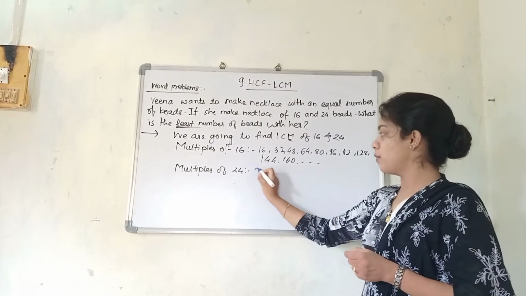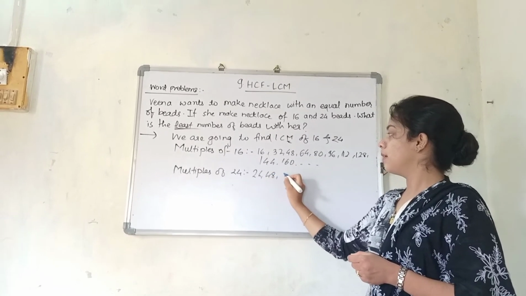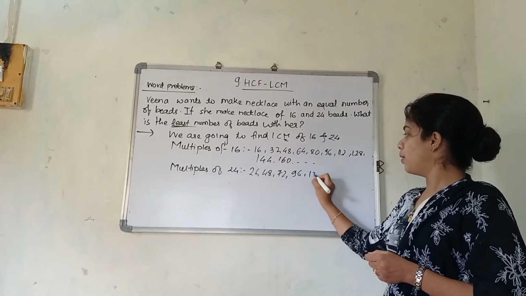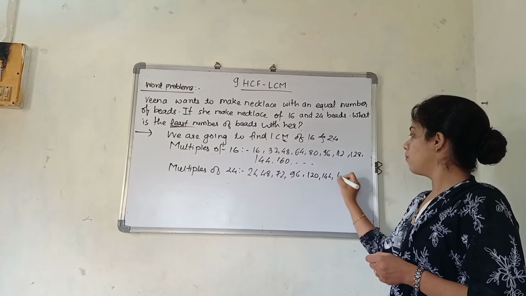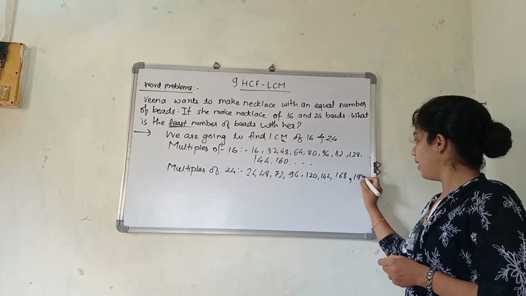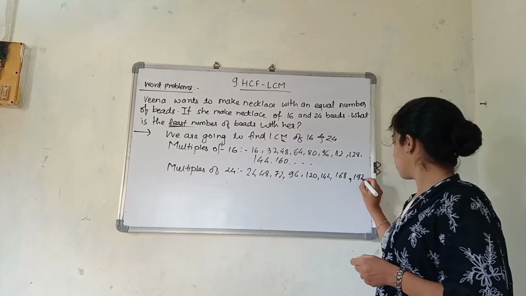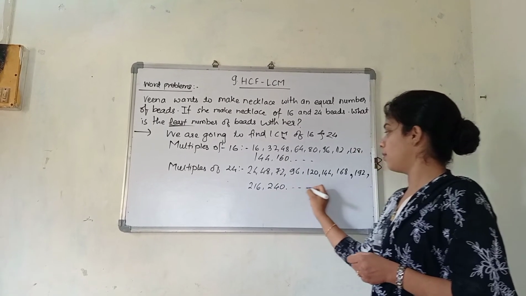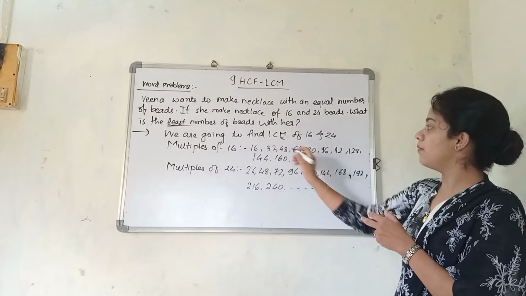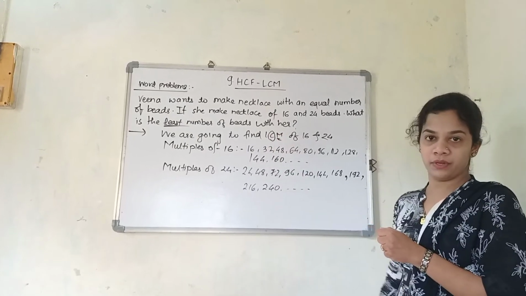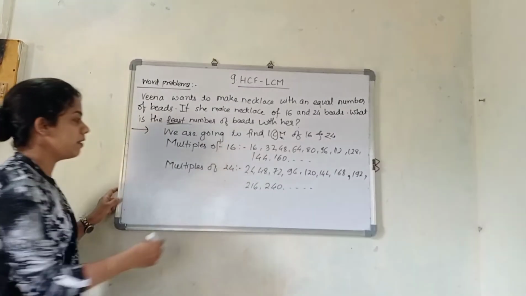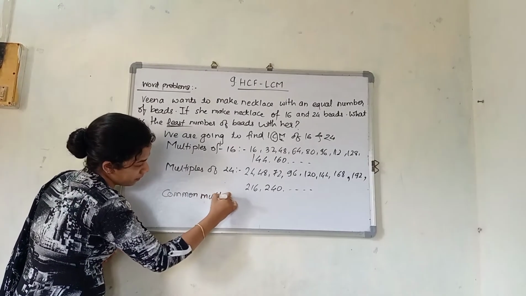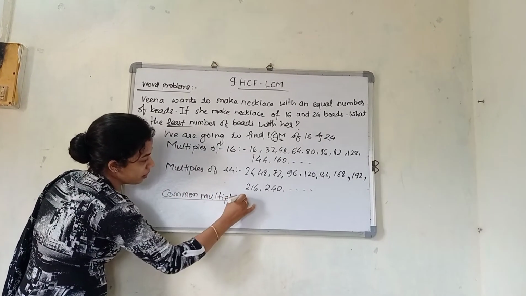Multiples of 24 are 24, 48, 72, 96, 120, 144, 168, 192, 216 and 240 and again dot dot dot. Now the next part will be the common of it. So which are the common of these given multiples? Common multiple. Can you tell me which will be the common out of it?